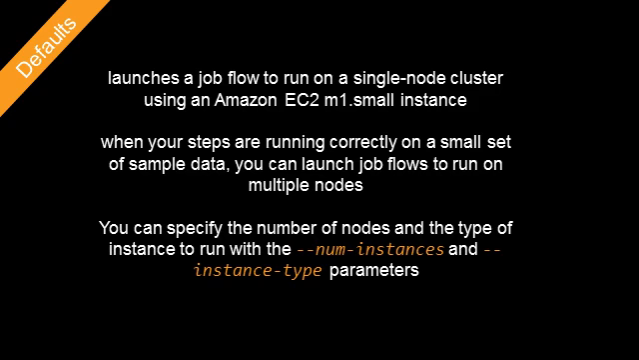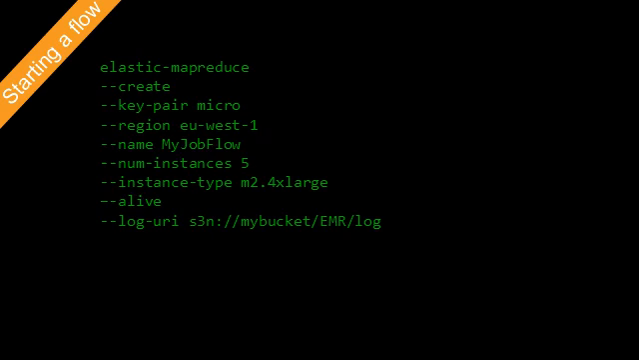Now, there's some defaults that you need to be aware of here. Basically, that you will launch your job flow on a single node cluster using an M1 small instance unless you specify otherwise, and that's fine, obviously for prototyping purposes. But if your job gets large and you need to process a large amount of data, which is typically what you're going to be using EMR for, then obviously you're going to need to specify a number of instances that you want to run your job on, and also maybe change the instance type that you want to use.